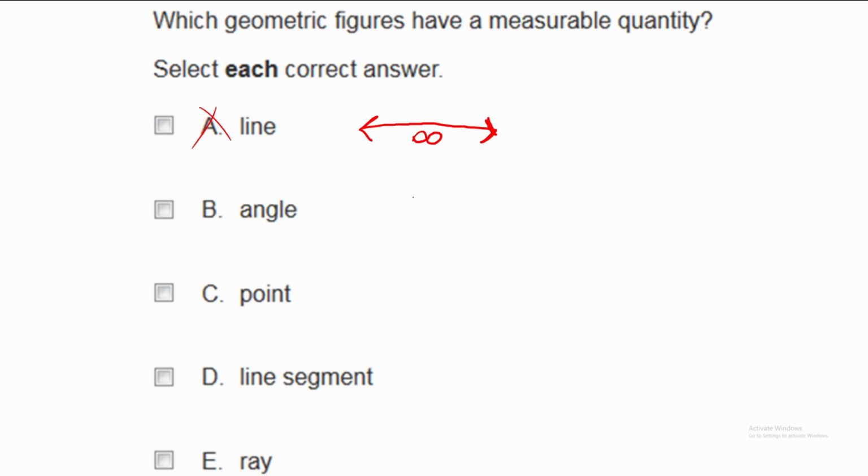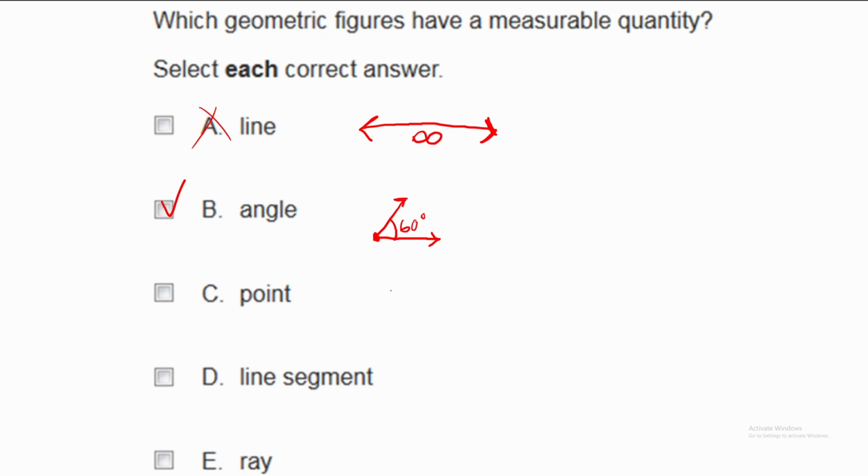What about an angle? An angle might be something that looks like this. Now, I'm going to ask you guys, what do we measure angles with, right? Well, we measure angles with degrees. Let's say this is a 60-degree angle, right? Can we measure that? Yeah, we measure it with degrees. We could also measure it with this thing called radians, right? And gradients. There's a whole bunch of different things, but we can measure it.